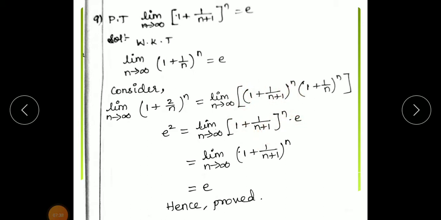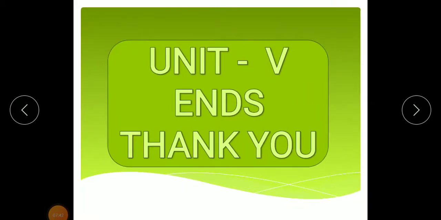So hence proof. So the unit 5 also ends as the smallest unit. So start learning.